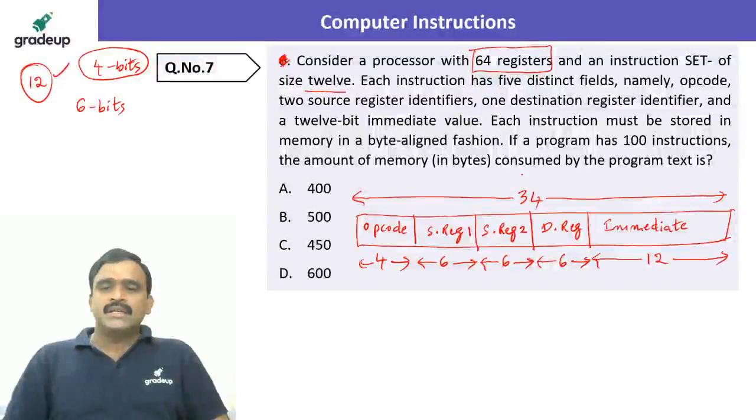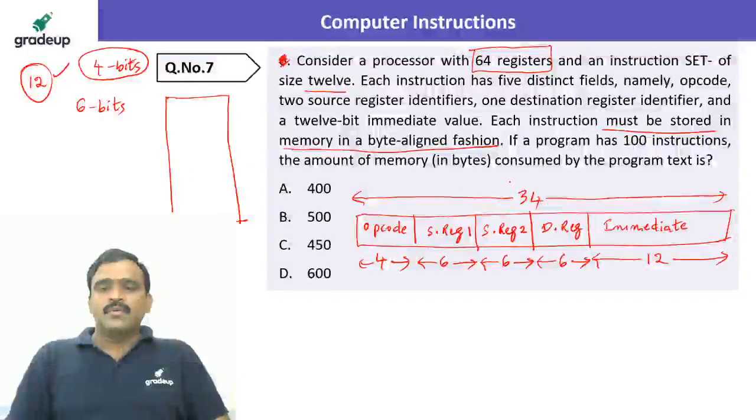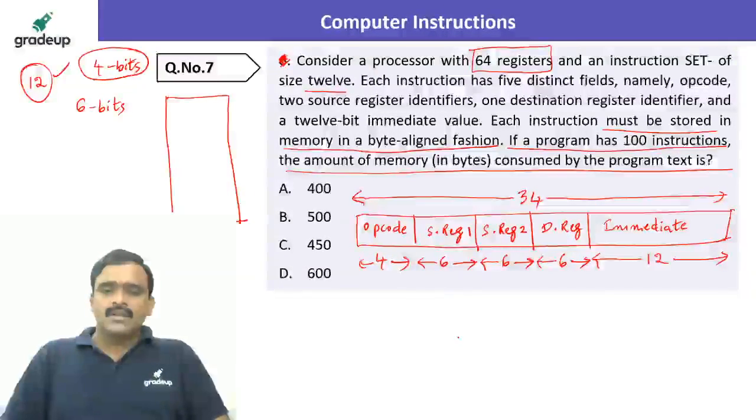But he mentioned that each instruction must be stored in memory in a byte aligned fashion. Byte aligned fashion means byte by byte you have to store. And if the program has 100 instructions, the memory in bytes consumed by the program text is, okay. So 34 bits is nothing but how many bytes?